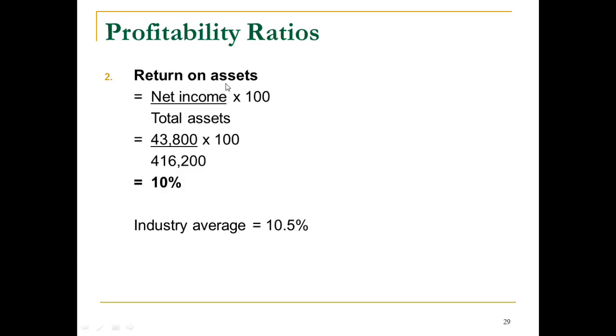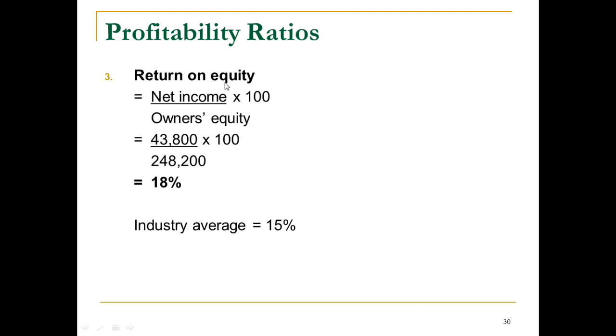And then we look at the return on assets. The return on asset is actually net income divided by total asset. Then you get here about 10%. Now, this is actually stating that every ringgit that you spend on your total asset will generate about 10% income from your total asset. So the industry average is 10.5, which is greater than the company. So probably the company needs to increase its return on asset so that it can be the same or better than the industry average.